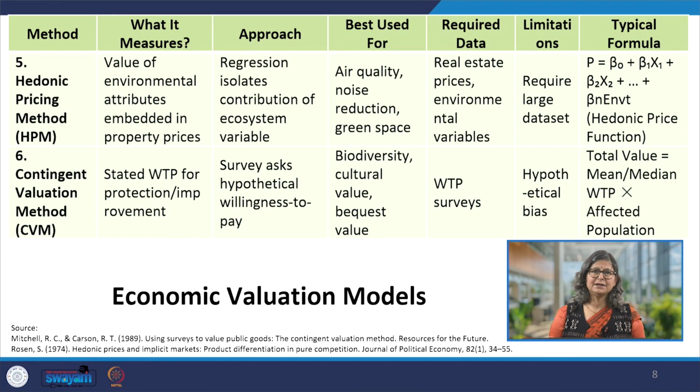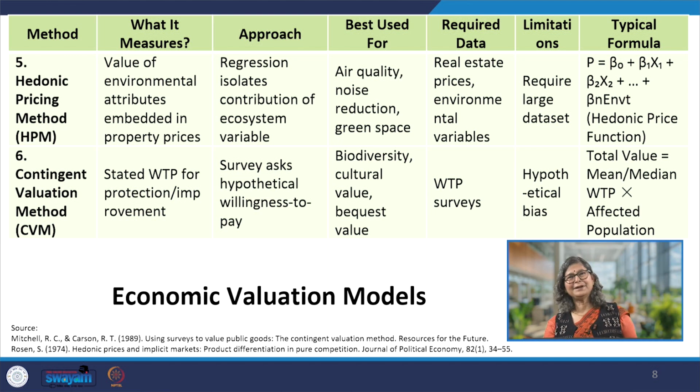Fifth method is hedonic pricing method. It's a very commonly utilized evaluation method. What does it measure? It measures the value of environmental attributes embedded in property prices. Regression isolates the contribution of the ecosystem variable. That's the approach it uses. It is best used for air quality, noise reduction, green space.